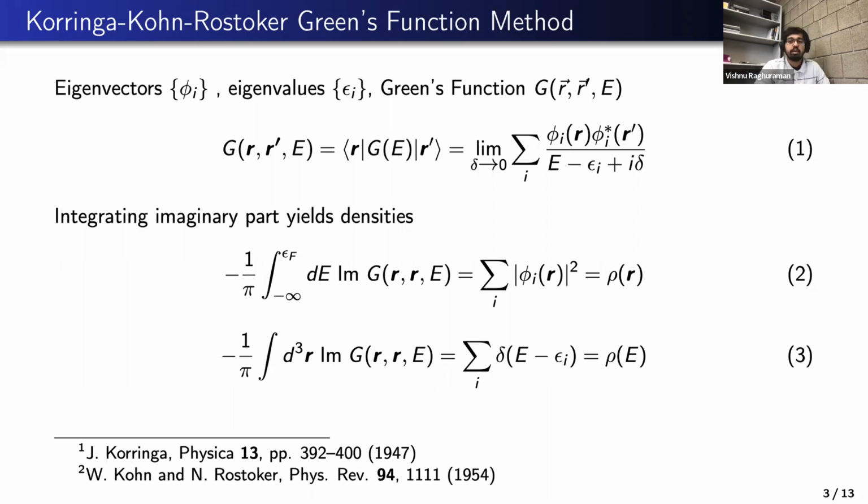If you integrate with respect to space, you get the density of states. If you act any operator on the imaginary part of the Green's function and integrate, you get the expectation value of that operator. So essentially the imaginary part of the Green's function contains all information about the system.